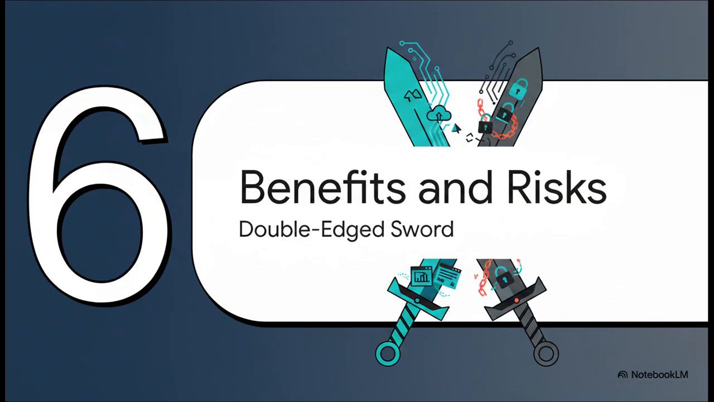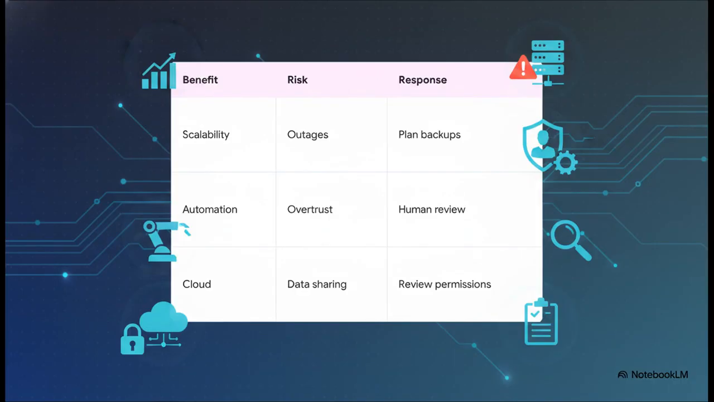We really need to look at the double-edged sword of digital transformation. When we compare massive benefits, like scalability, against critical risks, like vendor outages, it's a stark reminder that speed isn't automatically better if you aren't planning responsibly.